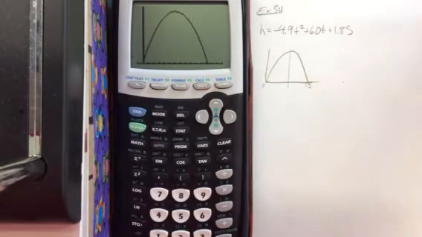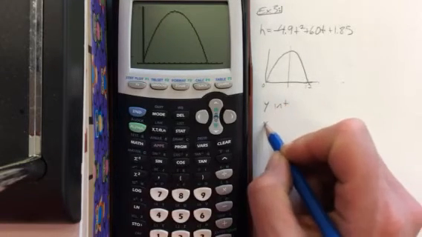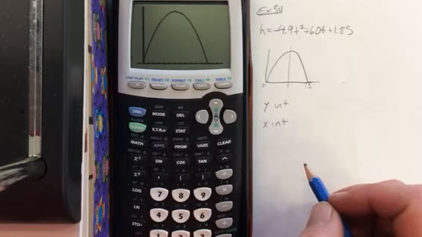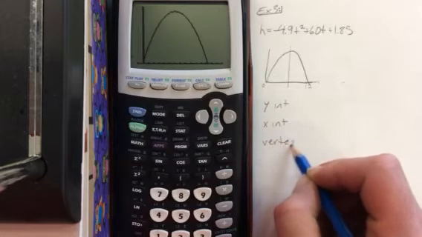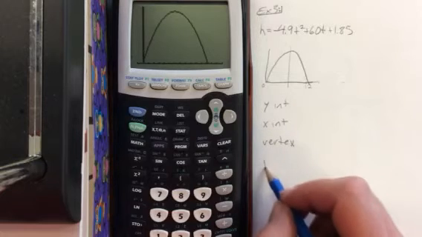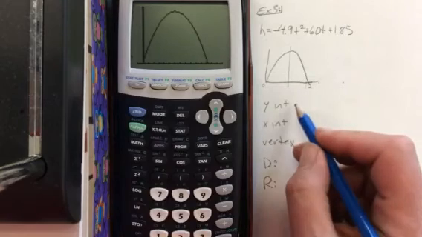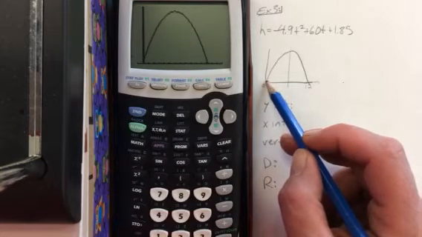The next thing they want is to identify and explain the significance of the intercepts. So I want my y-intercept, my x-intercepts, the coordinates of the vertex, so I'm going to want my vertex, and the domain and range. Those are pretty normal things for them to want. So my y-intercept for this graph is going to be at 0.